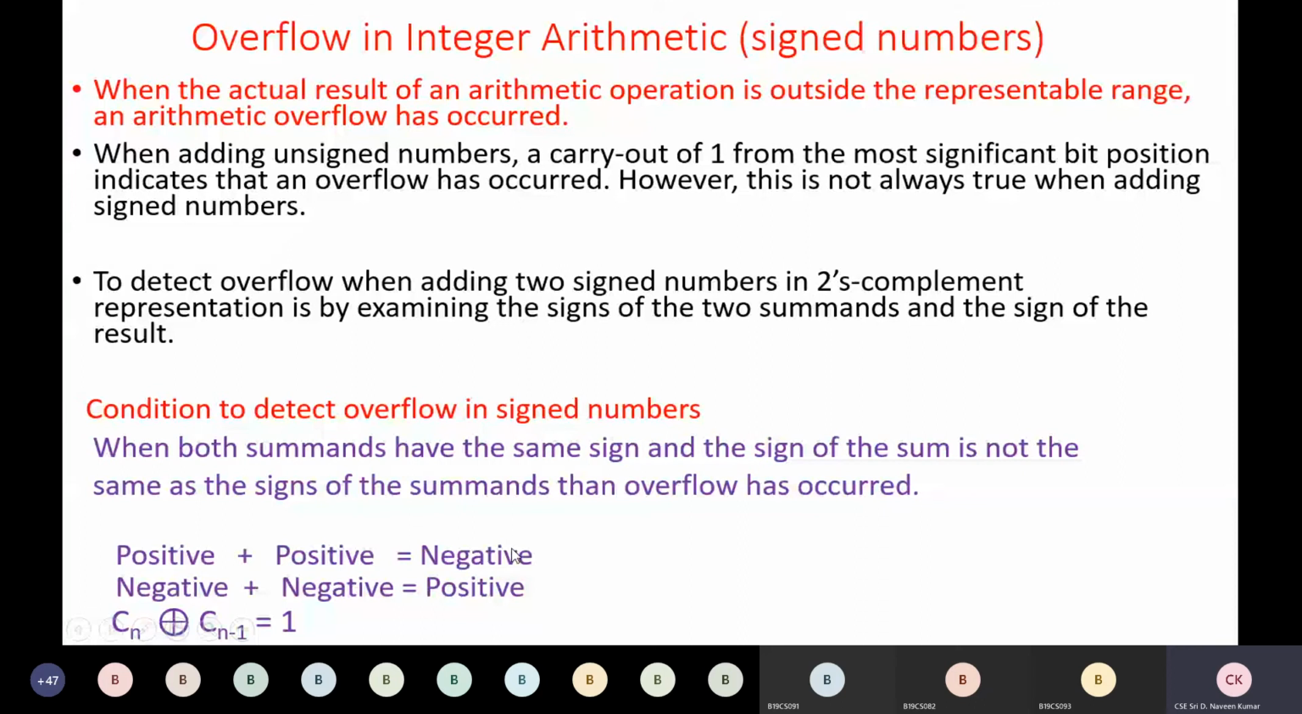In some scenarios, this is the condition we also need to check. This is carry out, this is carry in. The XOR of carry out and carry in equal to 1, that is, out of these two bits, one is 0 and the other one is 1, then only it becomes 1. In this scenario also we call it overflow. All of these are represented in the internal circuits. These are the conditions for overflow.